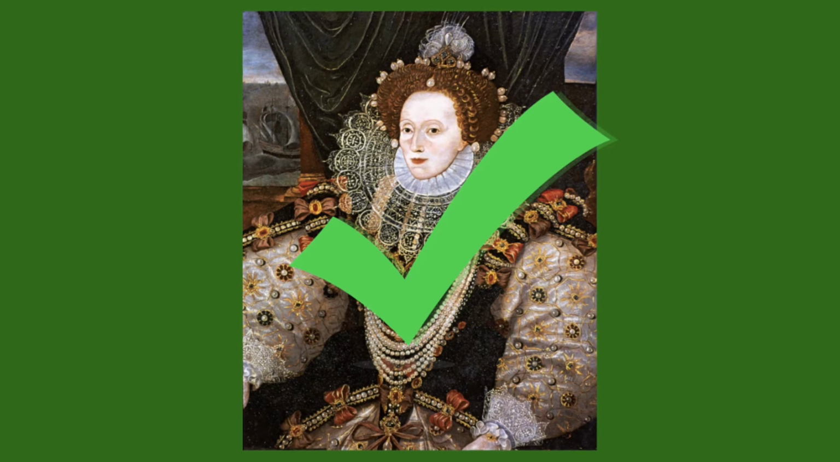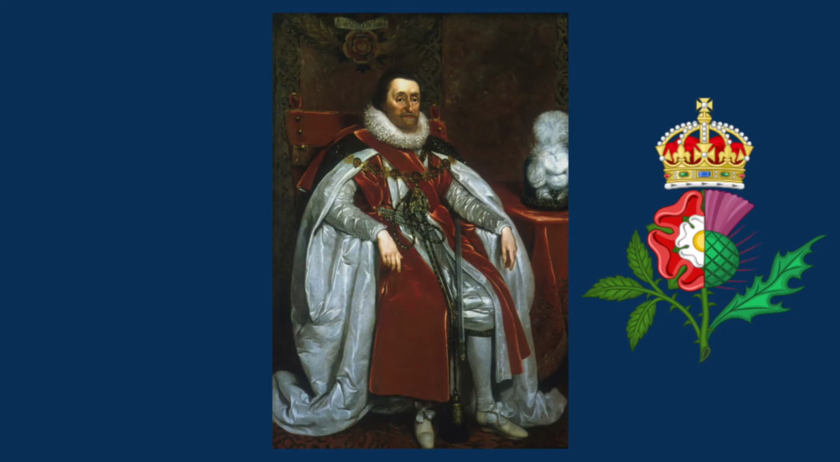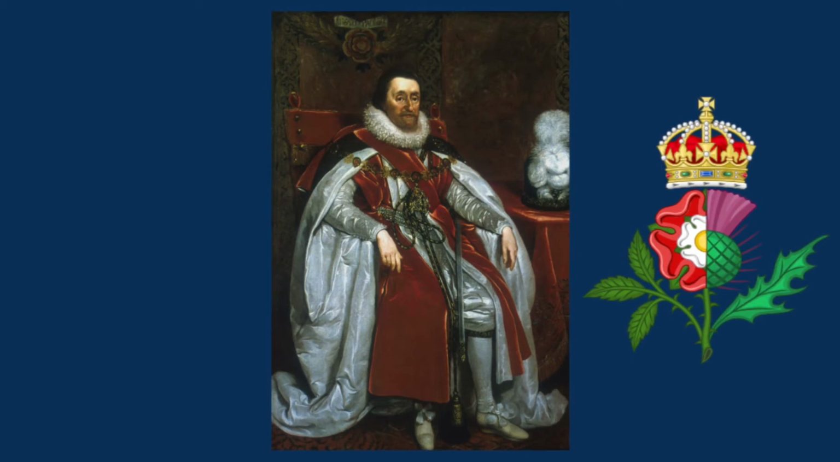This left England with the daunting task of finding a new monarch, and the man they found was King James VI of Scotland. And so, King James VI of Scotland became King James I of England. Simple, that's the end, right? Wrong, as you may have noted.